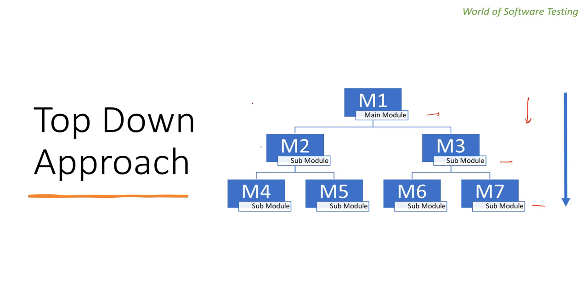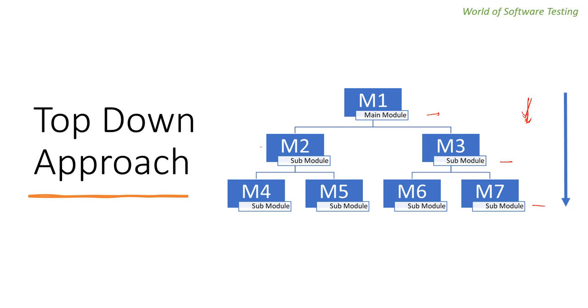Only the top level module is unit tested in isolation. After this, the lower level modules are integrated one by one. The process is repeated until all the modules are integrated and tested. So the higher level modules are tested first, and then the lower modules are tested and integrated in order to check the software functionality. So we are going from top to bottom here.